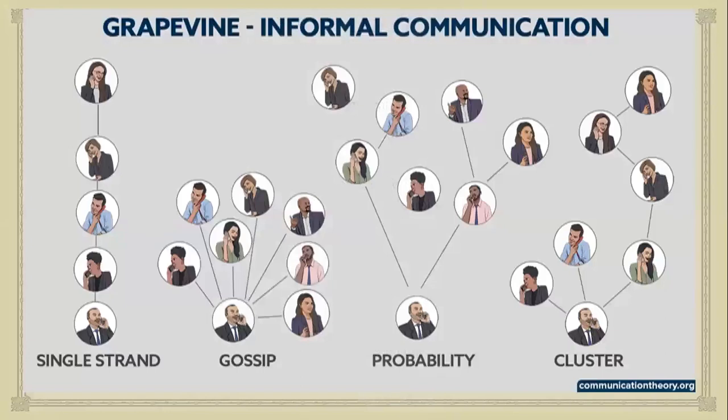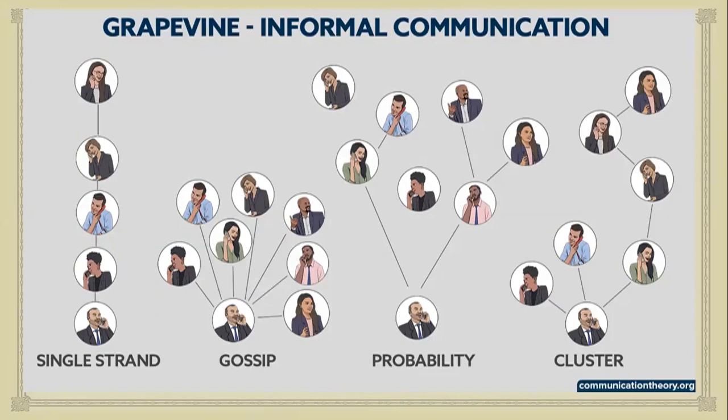So you see this picture, we have single strand, where the informal communication goes from one individual to another, then to another, to another, to another. That is single strand. We have gossip, where an individual is the main source and shares the information with many people.